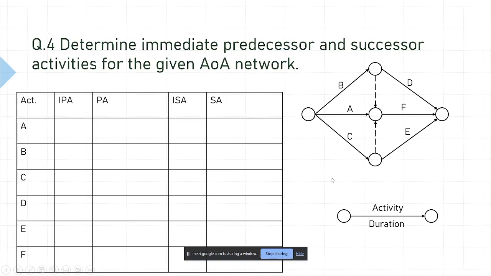Coming to the question, we have a network diagram here. It is an AoA network, activity on arrow, with this representation. The question is: determine immediate predecessor activities and immediate successor activities for all the activities. Can we do it fast? You just tell and I will write it down.